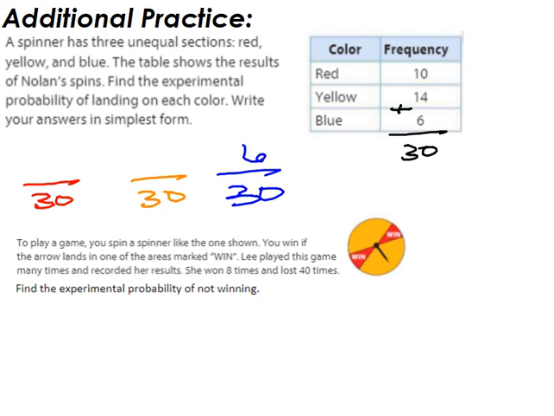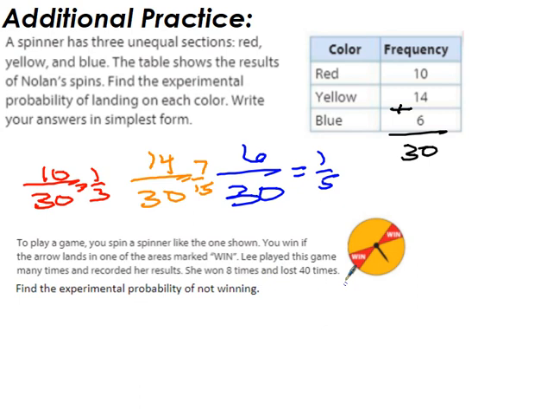Blue was 6 out of 30. Yellow was 14 out of 30. And red happened 10 times out of 30. Now we can simplify that. That's 1/3. This becomes 7 out of 15, and blue becomes, I can divide by 6, 1/5. And I am done. So those are all of your experimental probabilities. You have a 1/3 chance to hit red, 7/15 chance to hit yellow, and 1/5 chance to hit blue.